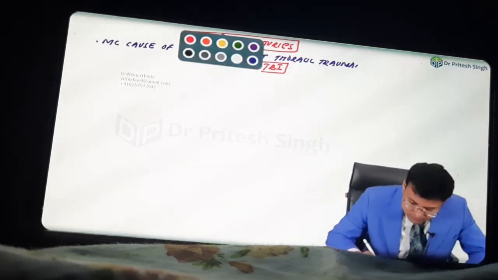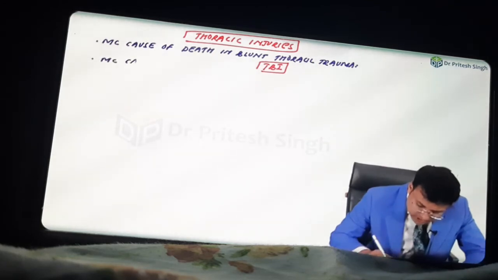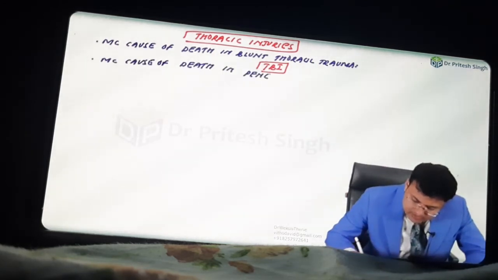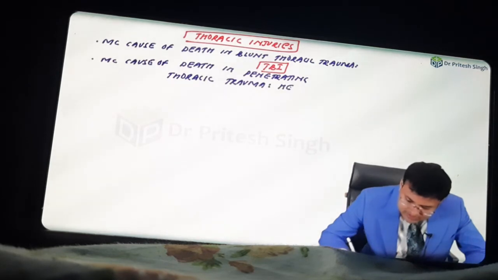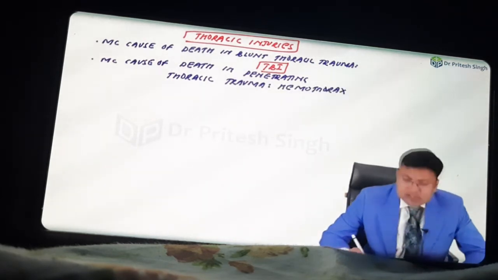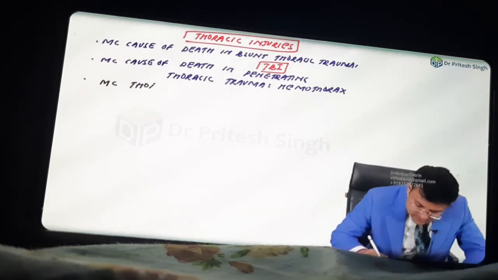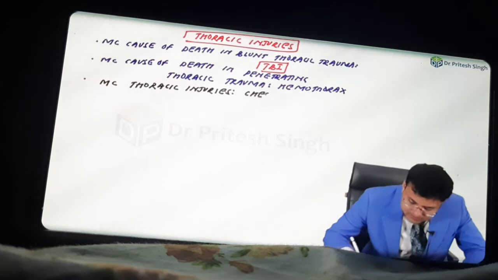Second question: what is the most common cause of mortality in penetrating thoracic trauma? It is hemothorax. What is the cause of this hemothorax? Pulmonary laceration. Third question: what is the most common thoracic injury? The most common thoracic injuries are chest wall injuries.